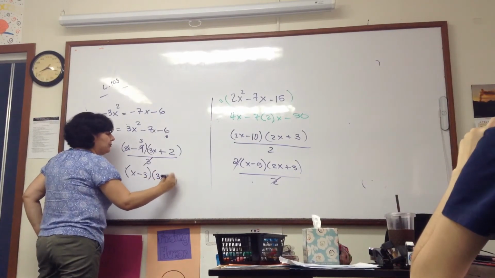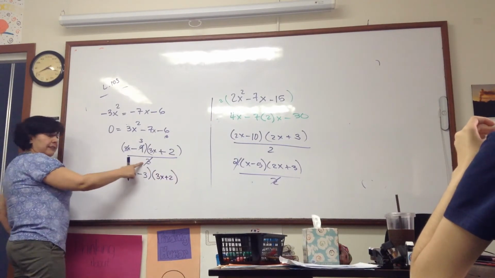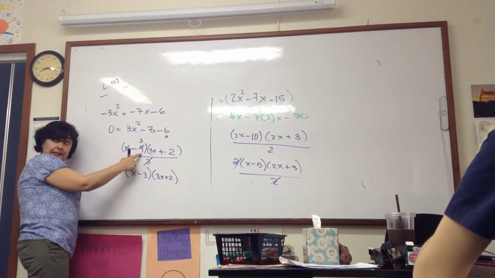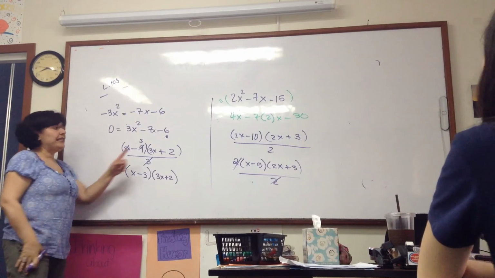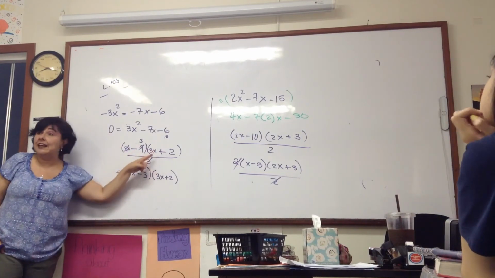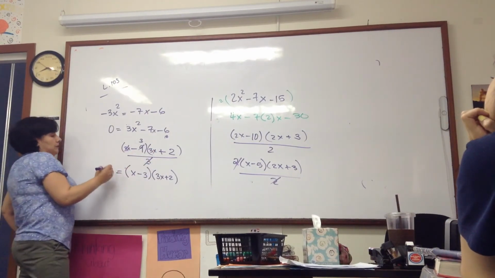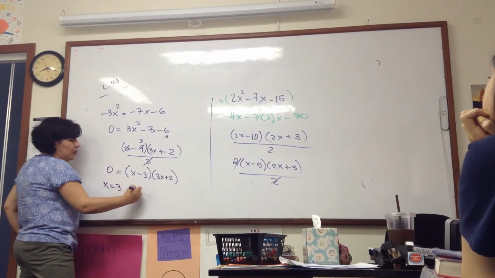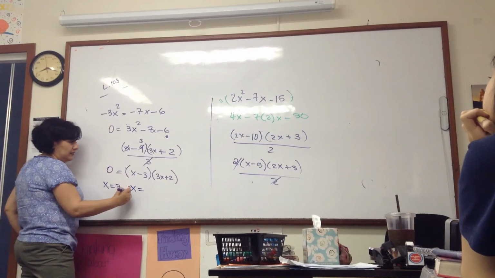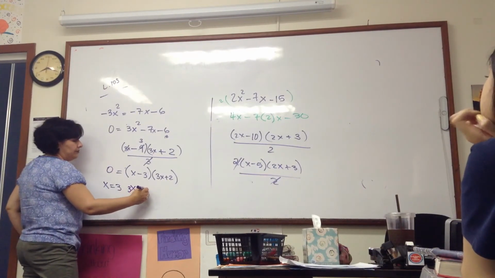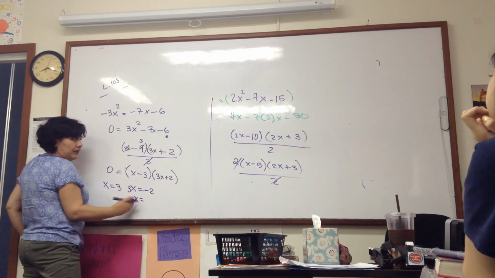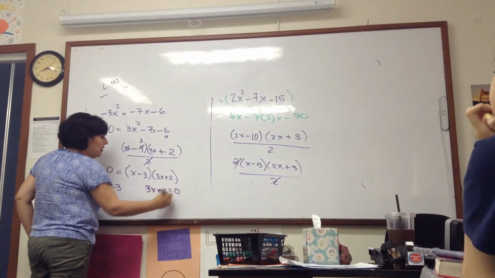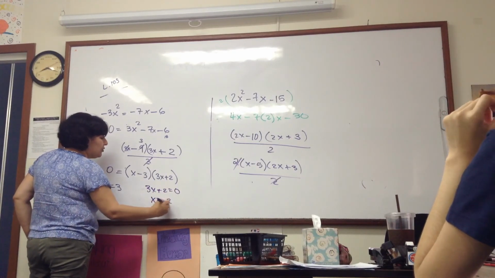3x plus 2, divided by 3 or no? I already divided by 3. That's why I get x plus 3 instead of 3x plus 9. And the 3x plus 2 you don't have to divide by 3, because I can only do it once. This one doesn't even have anything in common. Equals 0. So x equals minus 3, and 3x plus 2 equals 0, so x equals minus 2 over 3.